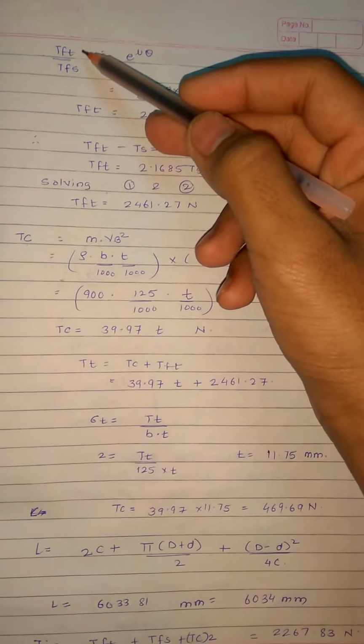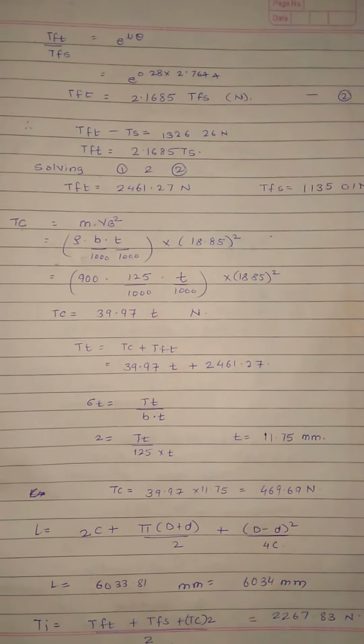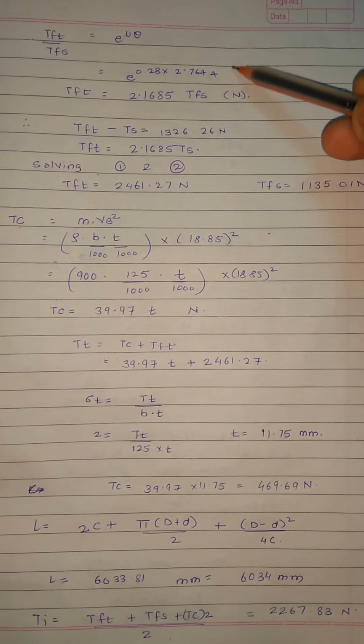Therefore we will be finding out the ratio TFT upon TFS, that is the belt tension ratio. Next, always remember the calculator must be in radian mode for this calculation also. So we get TFT as 2.1685 TFS. Now solving the second and the first equation, that is TFT minus TFS is equal to 1326.